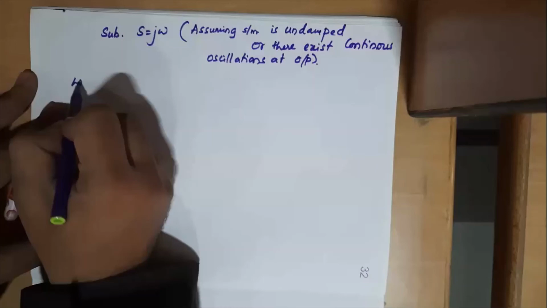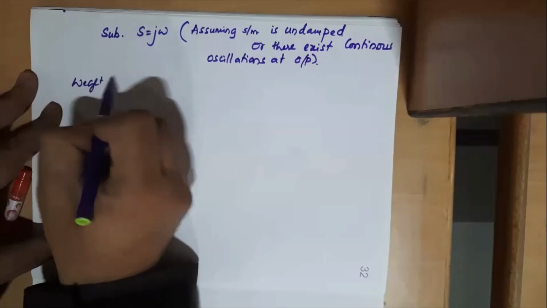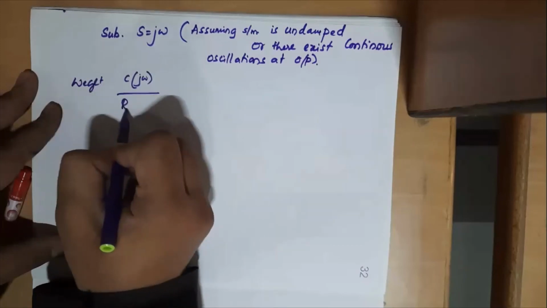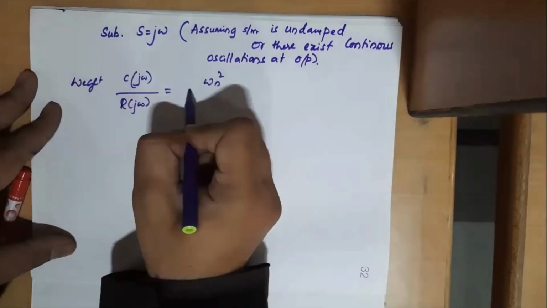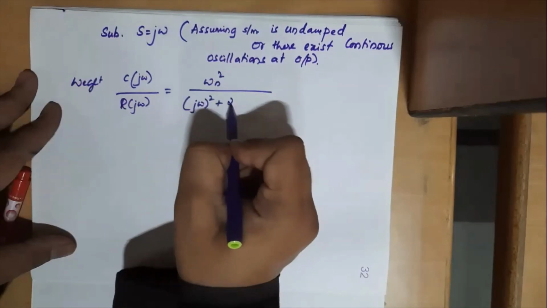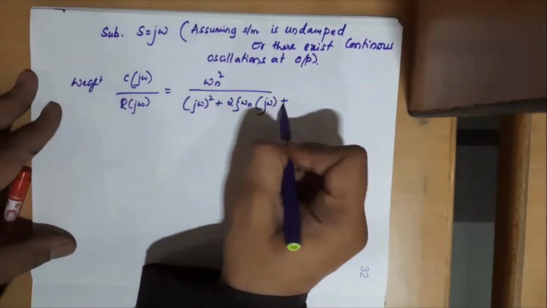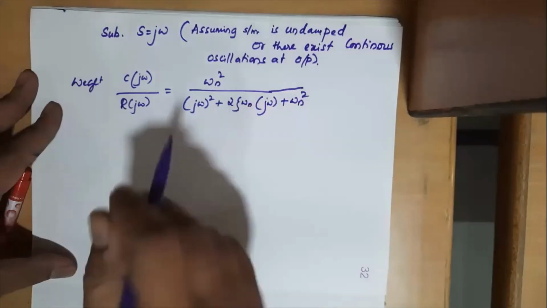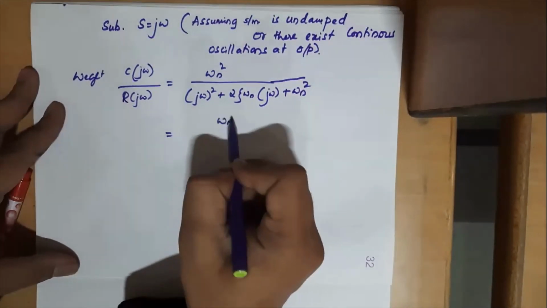Since our input is sinusoidal, the output we get is always a continuous sinusoidal output. This sinusoidal output is assumed to be undamped in nature, and therefore there is no harm in substituting S equal to j omega in our second order system. So we write omega n square over j omega square plus 2 zeta omega n, S is j omega, into omega n square as it is.